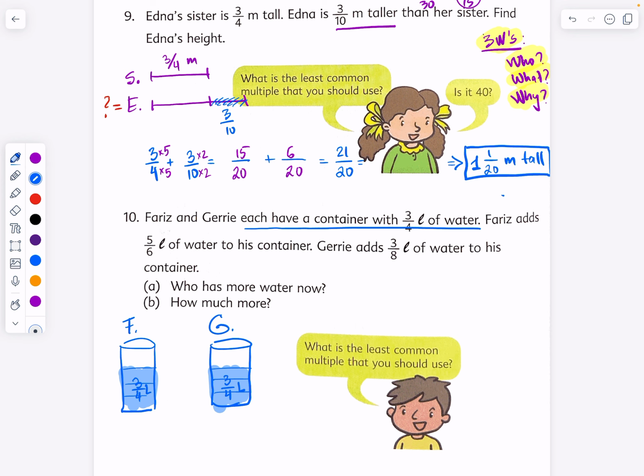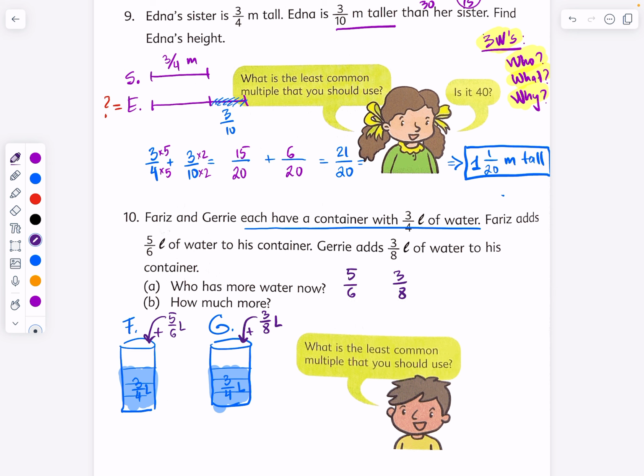Fariz adds 5/6 of a liter. Gary adds 3/8 of a liter. Who has more now? Well, we are comparing, right? Who added more water? Well, which fraction is greater? Let's compare. 5/6 or 3/8.